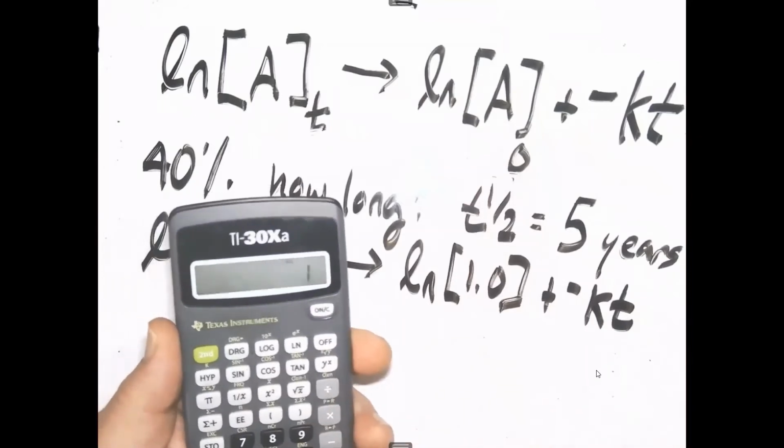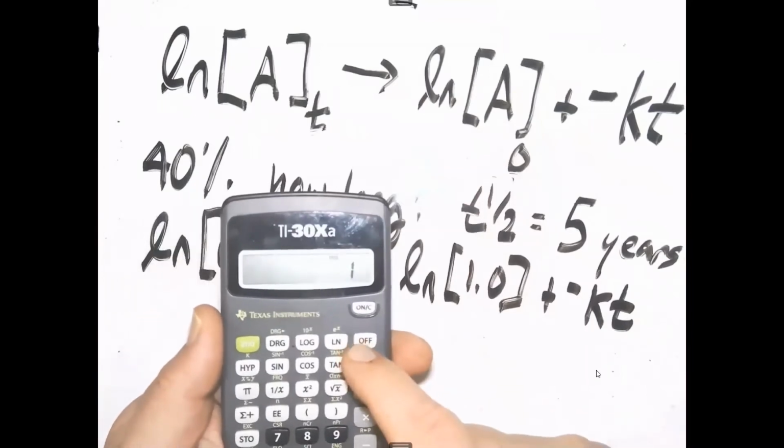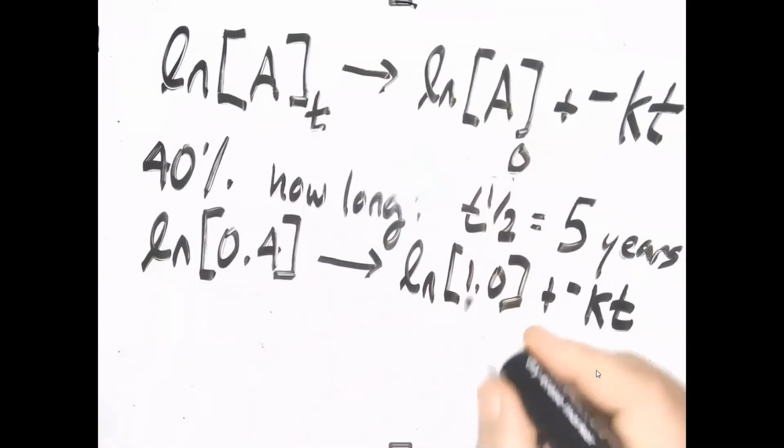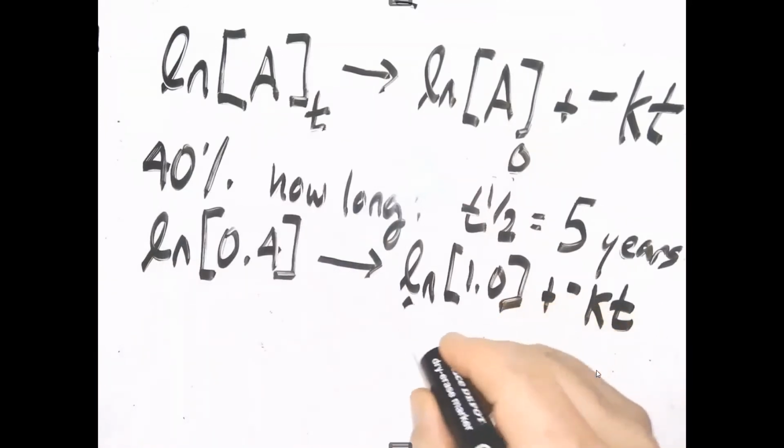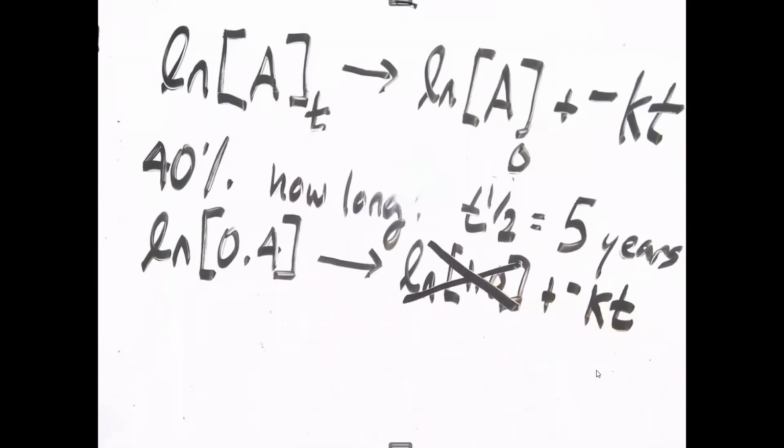Well, this works out really nicely because you may remember if we have natural log of 1, that's just 0. So it turns out that when you do a problem like this, this will just cancel out. Now, we have the half-life, which is 5 years. We're not using the half-life in the problem, but we are using the decay constant, k. It'll be negative, but it's a decay constant. So before we can use this one, we need to figure out the half-life.